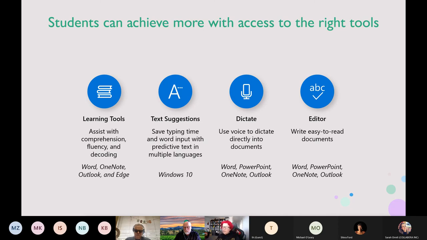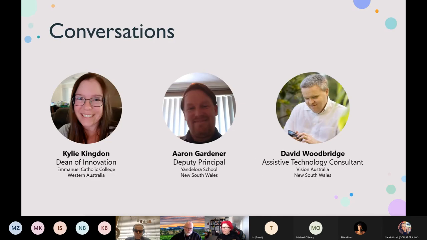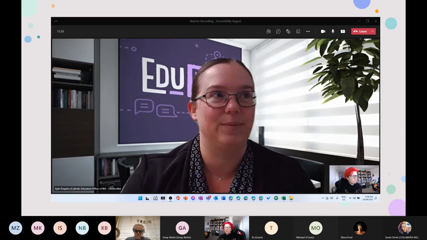What we've got now for the last half-ish of this session is some conversations with some fabulous humans from across Australia. Two of them I recorded earlier in the week, and the third conversation we will be doing live with David. So Kylie Kingdon is the Dean of Innovation at Emmanuel College over in WA. She's a classroom teacher and does a lot of great stuff across her school. And we have a bit of a chat to her about how she uses some of the Microsoft technologies to empower students across her school. Then we'll chat to Aaron Gardner, who's a deputy principal at one of the department's schools for specific purposes out there at Campbelltown Way, Yandalora School. He took some time out yesterday from a pretty packed schedule to chat to me as well. So I'll play the videos. Greg, myself, and even David, if he wants to chime in, we'll have a bit of a chat after each one of those videos. But I will, without further ado, go back in time and have a chat with Kylie.